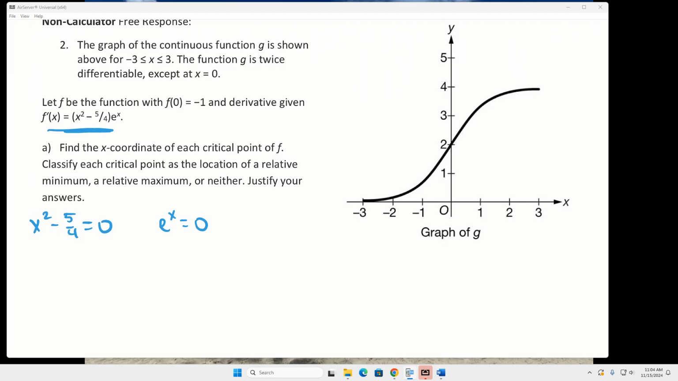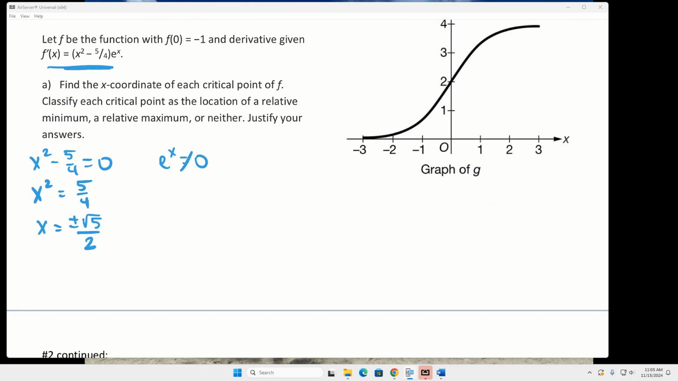Okay, so this is the derivative, and so we want to know when that derivative is either 0 or undefined. So because it's in factored form, you could set each factor equal to 0. Is e to the x ever going to be 0? No. So we're not going to worry about that. It's not going to give us a critical number. This other one we need to worry about a little bit. So we'll solve it for x. Don't forget you take the positive and negative square root. So we have two critical points, the square root of 5 over 2 and negative square root of 5 over 2.